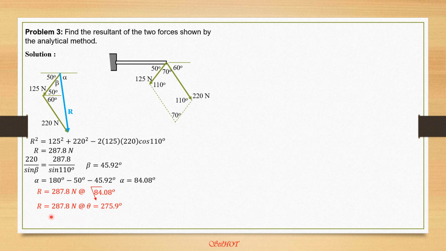Another way is R is 17.49 kilonewtons at theta equals negative 84.08 degrees. Negative because it is clockwise from the positive x-axis. So that's it. You may represent your answer in any one of these three representations.